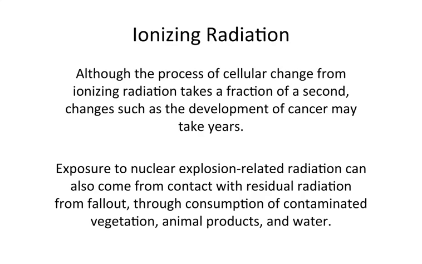Now, it's also the case that exposure to nuclear explosion-related radiation can also come from contact with residual radiation from nuclear fallout. And that exposure can come through the consumption of contaminated vegetation, animal products, and water. So we've mostly talked about exposure to ionizing radiation through that radiation striking an organism, striking the body. But this same effect, the damage of ionizing radiation, can also come through the ingestion of contaminated food or water.